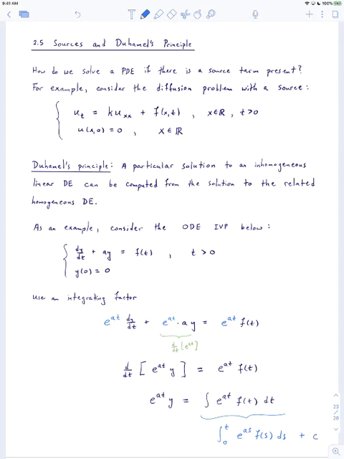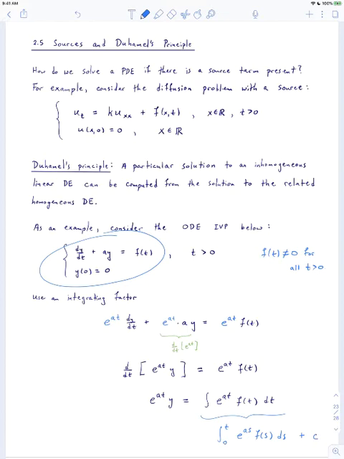But let's start with an example from ordinary differential equations. Look at the initial value problem here. Here we have a differential equation which is first order linear and non-homogeneous. That is, as long as we're assuming that f of t is not constantly equal to 0. So it's not 0 for all t. Otherwise it would be homogeneous. And we have an initial condition y at 0 is equal to 0.